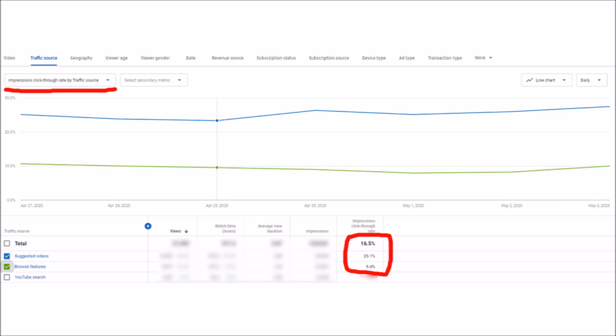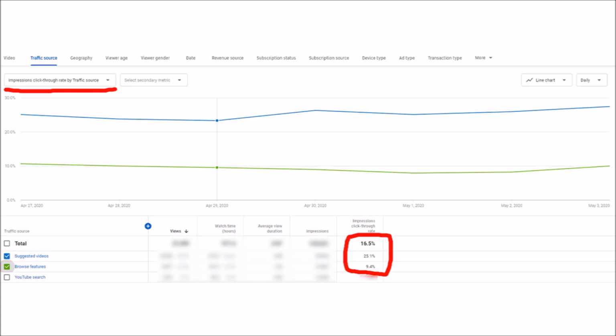Overall 16.5. In suggested, obviously, it's much higher, 25.1, and in browse features 9.4. So now you see that you should never look just at the general CTR because it doesn't tell you much. For example, in the previous example, where the video was mainly getting views from the channel pages, the CTR was also overall all right, like 9.4. It would be very high for a video if it were getting views from suggested in browsing.